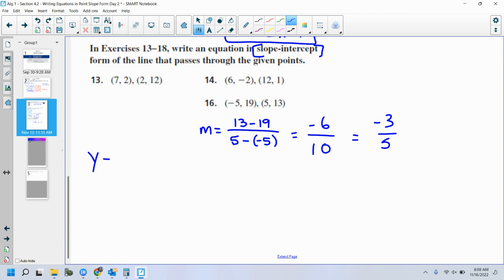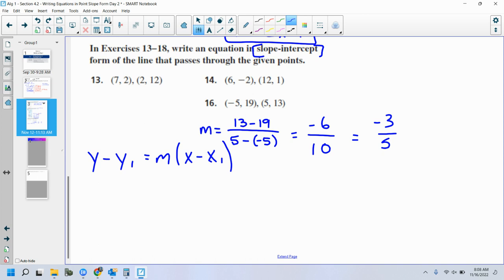y minus y1 equals m times x minus x1. Wow. You know what? Mr. Laverick was only going to give you one gold star. You can have two gold stars. Unbelievable. Can I teach or what?